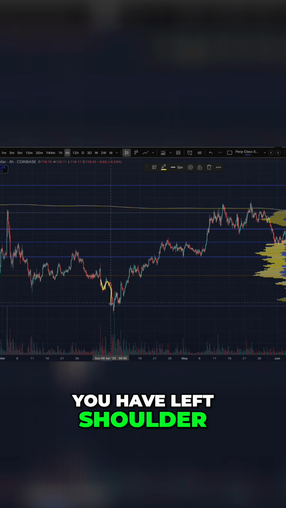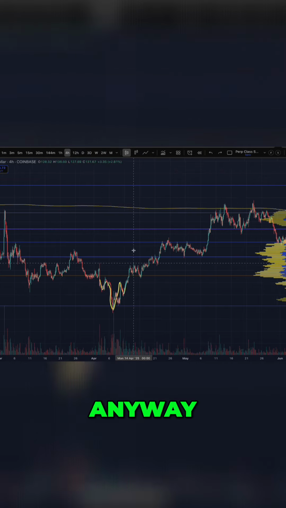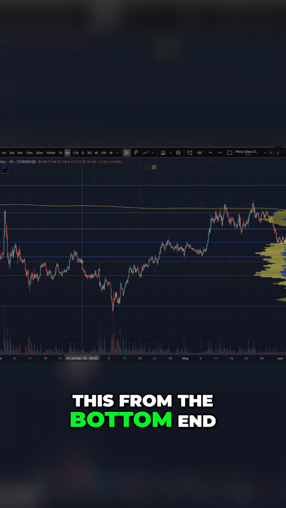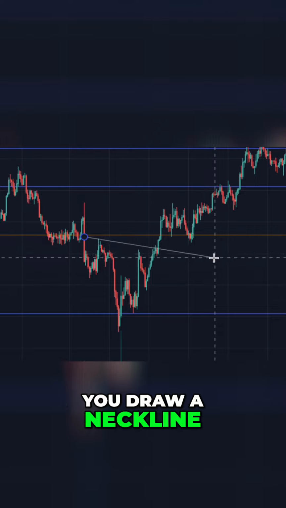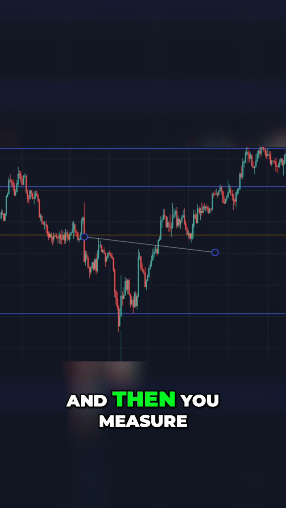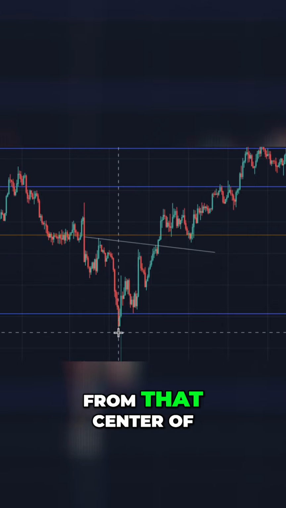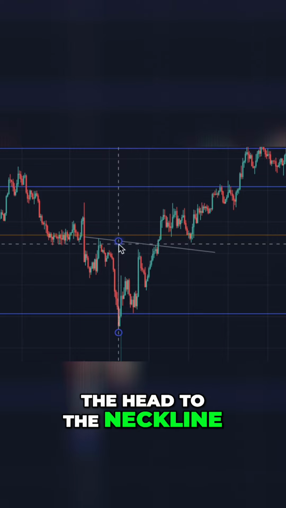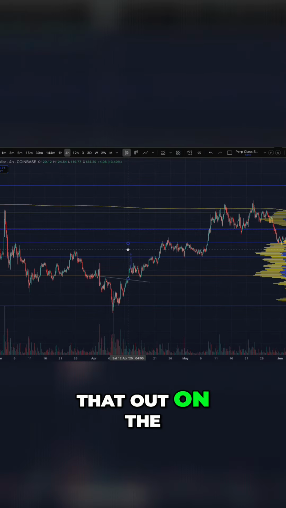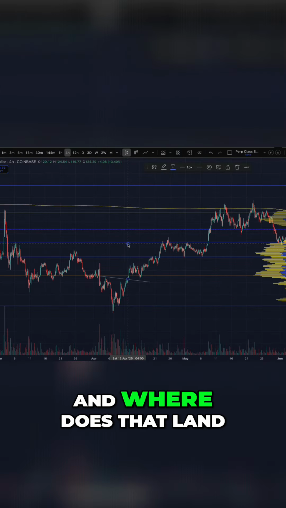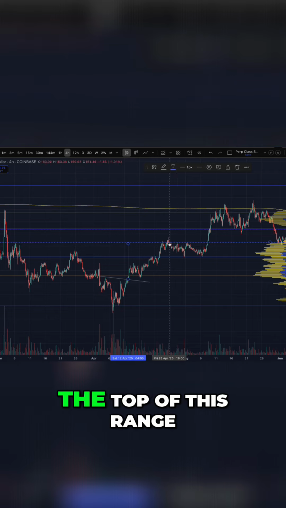So you have left shoulder, head, and a right shoulder. Anyway, if we're looking at this from the bottom end, you draw a neckline across this pattern, and then you measure from the center of the head to the neckline, and then you project that out on the candle that breaks out. And where does that land? It lands right at the top of this range.